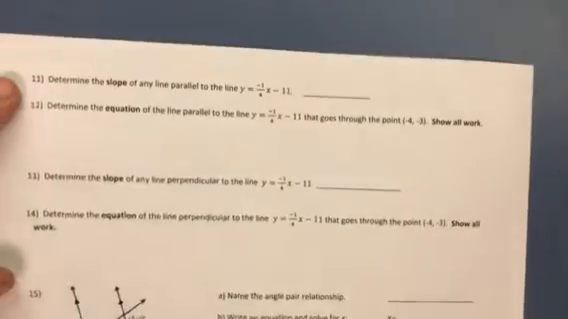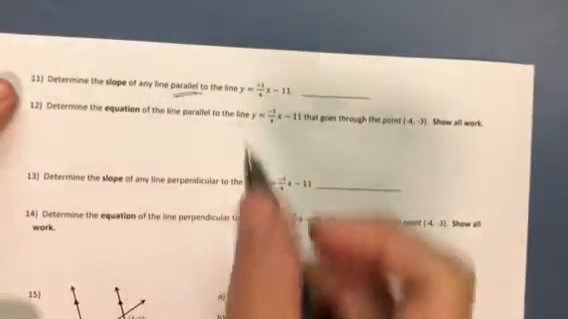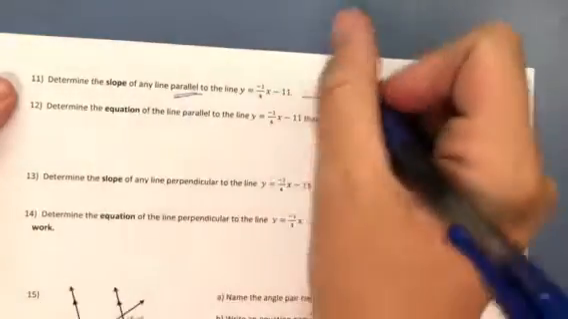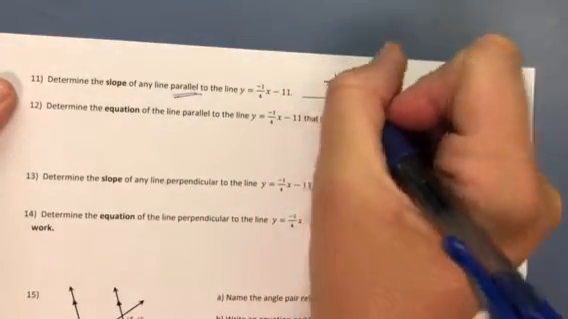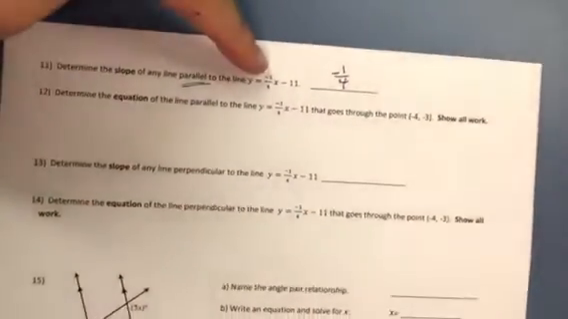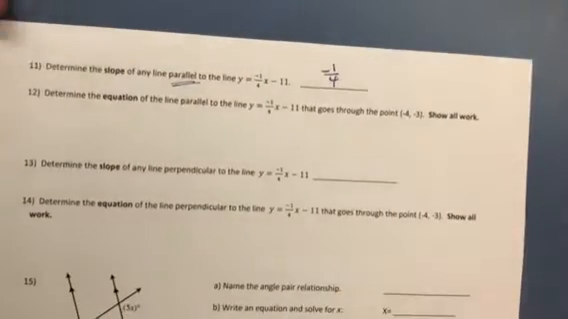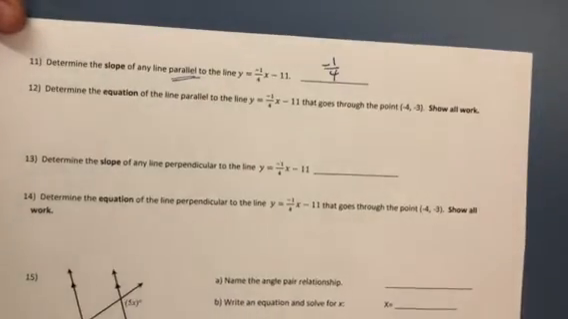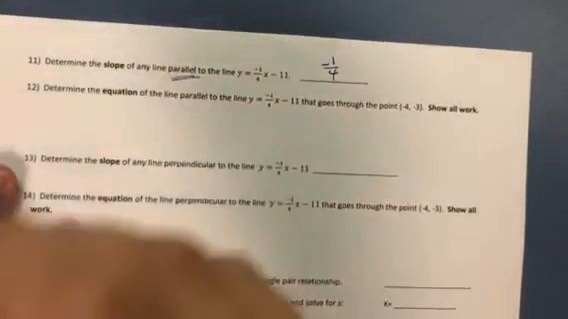Number 11, determine the slope of any line parallel to the line y equals negative 1/4 x minus 11. Since parallel lines have the same slope, negative 1/4 must be our slope. 12, determine the equation of the line parallel to the line y equals negative 1/4 x minus 11 that goes through the point negative 4, 3, show all work.